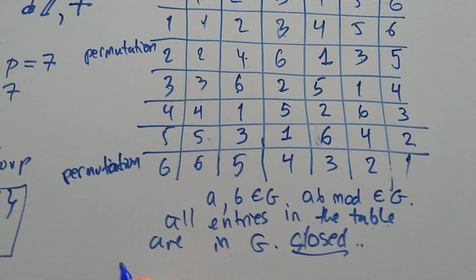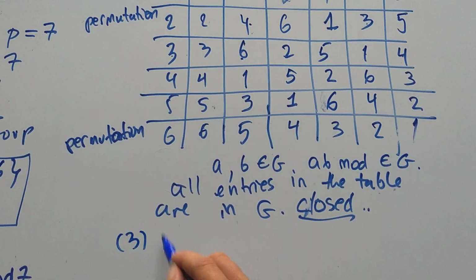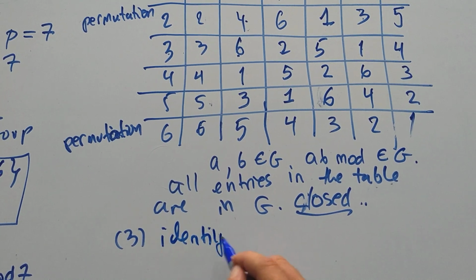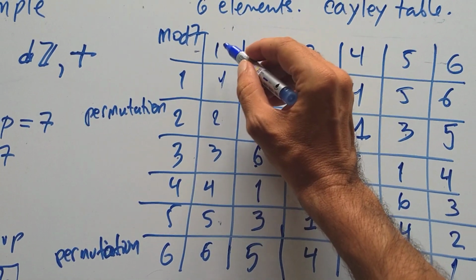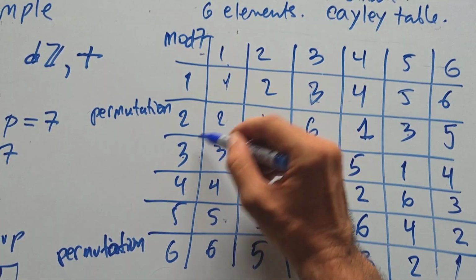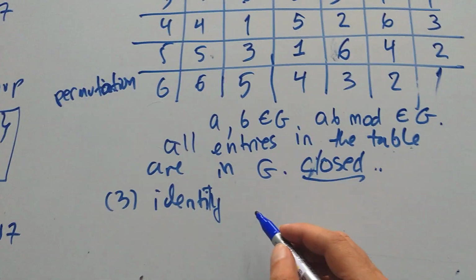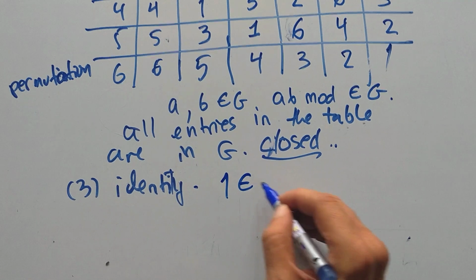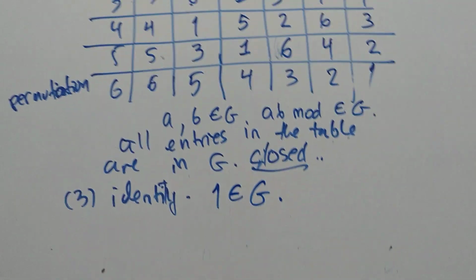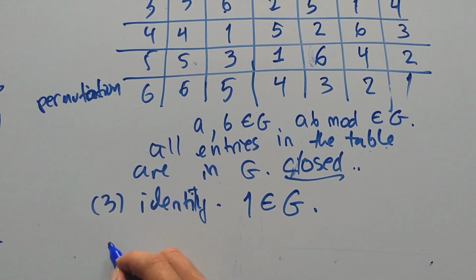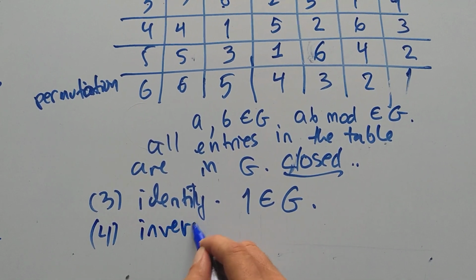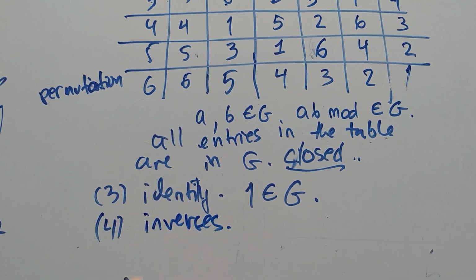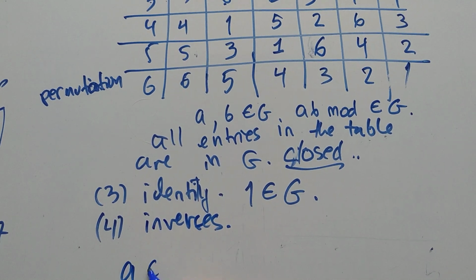Okay, 3, identity. It's obvious that the number 1 is the identity because when I multiply by 1, nothing changes. So 1 is the identity and 1 is in G. Okay, now 4. This is non-trivial. This one, the inverses. Let's take all the elements A in G.